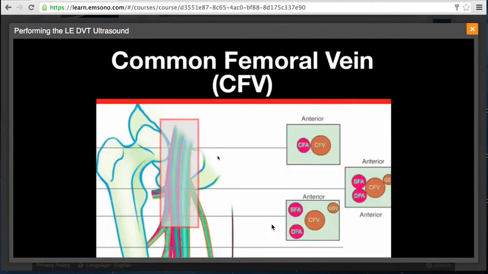Alright, we're going to begin the exam by placing the transducer in the transverse plane with the indicator towards the patient's right, high up in the inguinal fold. So the first thing you're going to see is going to be the common femoral artery and the common femoral vein.